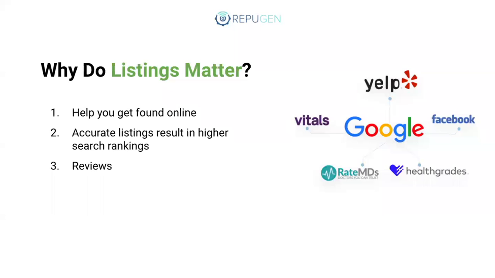And next, accurate listings help you rank higher on Google search. Google wants to provide the searcher with the best possible options and the ones that are most relevant to them. If you don't have correct information on your online listings, such as your name, address, or phone number, then search engines will likely rank you lower on search results.